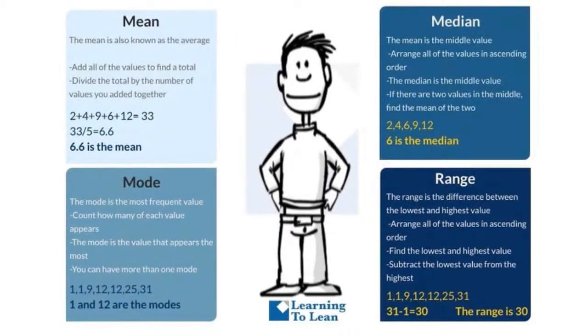Let's review mean, median, mode, and range. The mean is the average of your values. The median is the value in the middle. The mode is the most frequent value, and the range is the difference between the lowest and the highest value.